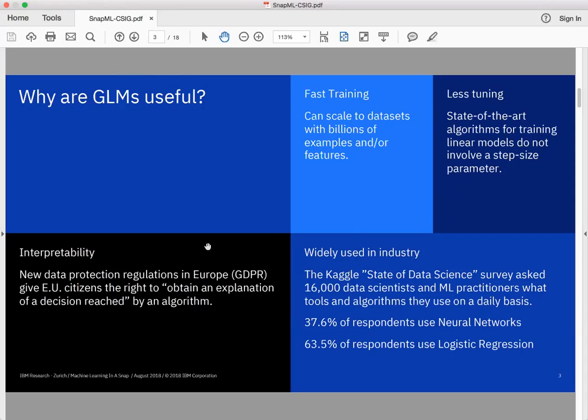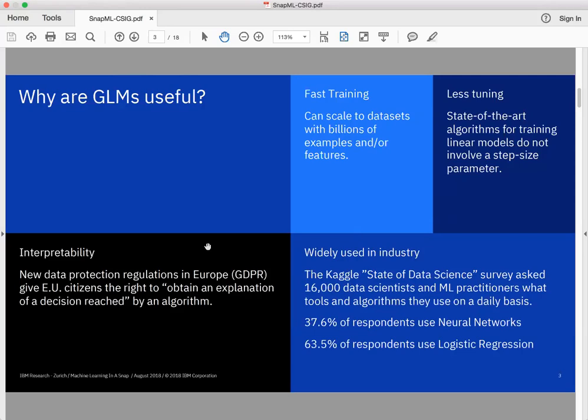And this topic is obviously of significant importance in Europe, where we have this new data protection regulation, which gives European citizens some rights when it comes to contesting the decisions of algorithms, and some degree of a right to some rationale behind the decisions which machine learning algorithms came to.